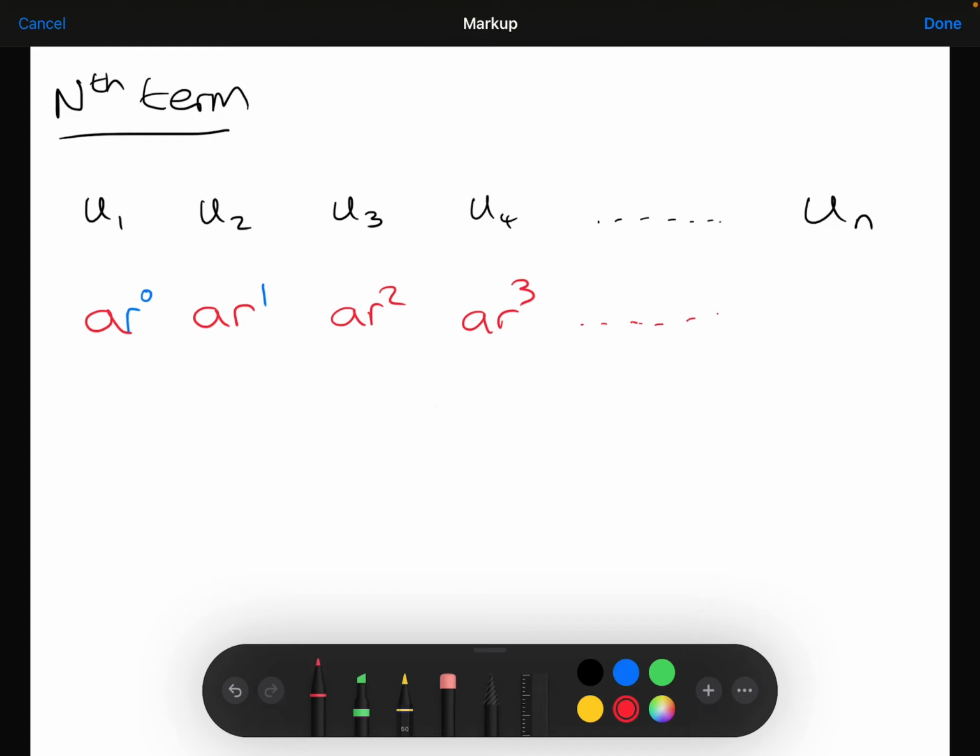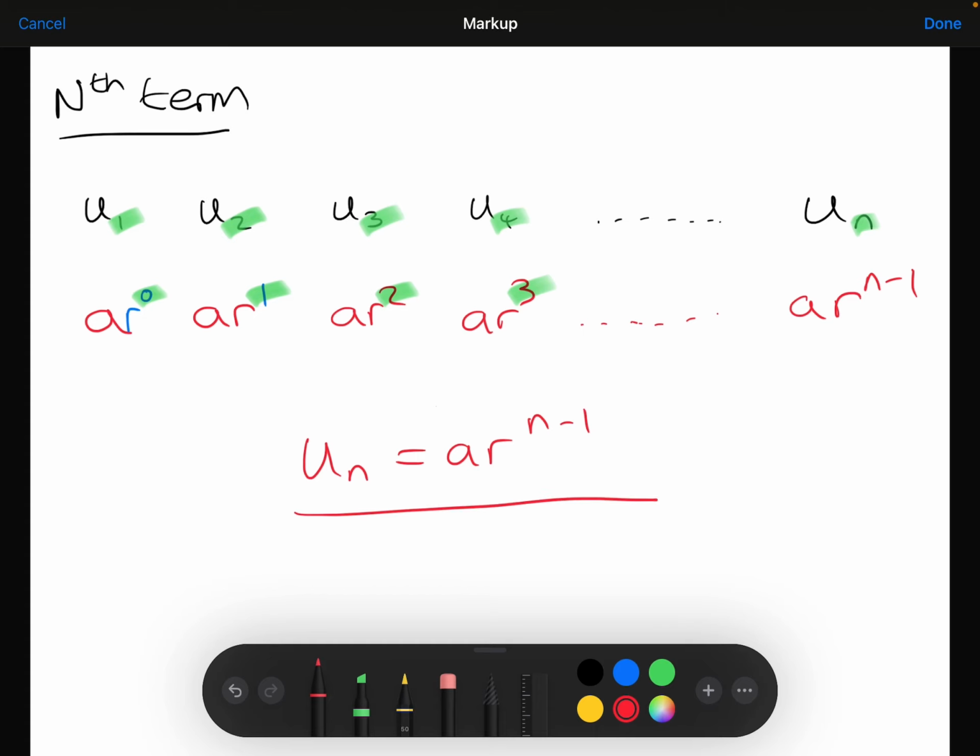Because my nth term, well, we can see they all have an a in them. They all have an r, and the power, well, when it was the first term, the power was 0. When it was the second term, the power was 1. Third term, power was 2. Fourth term, power was 3. So when it's the nth term, the power is going to be n minus 1. So the nth term of a geometric sequence is a times r to the power n minus 1. So that's a formula you need to know. So copy that down.